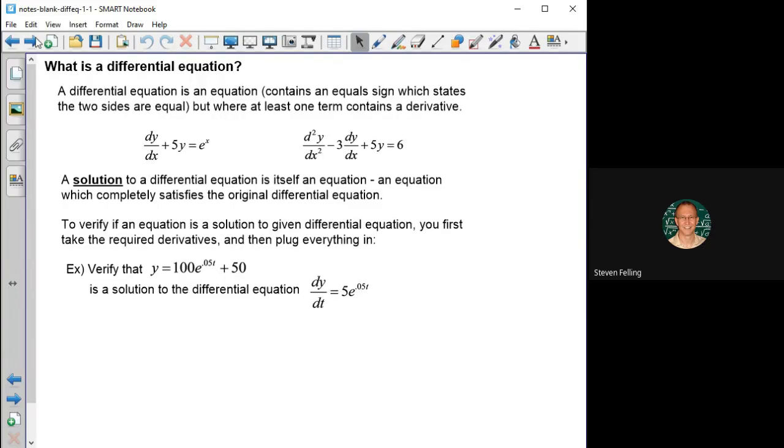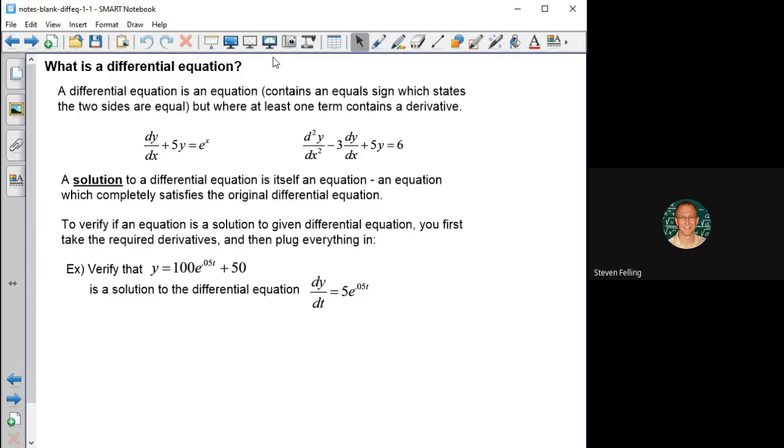All right, so what is a differential equation? A differential equation is just an equation. So it's an expression that contains an equal sign which states that the two sides are equal, as opposed to an expression which doesn't contain an equation. It's an equation, but where at least one of the terms on either side of the equation contains a derivative. That's really all it is, an equation that contains a derivative, okay?